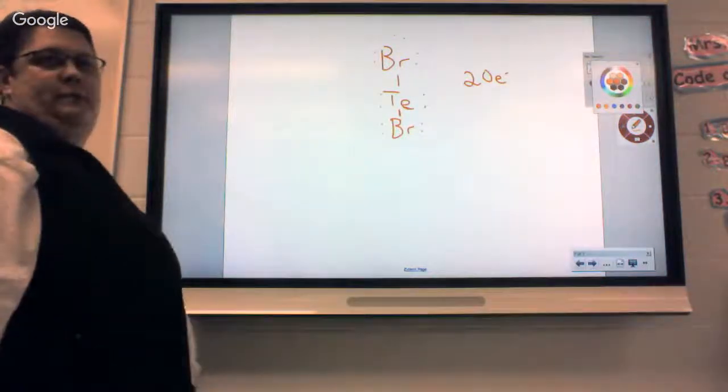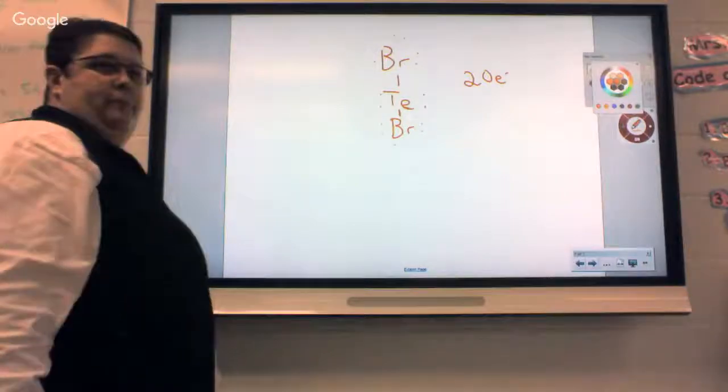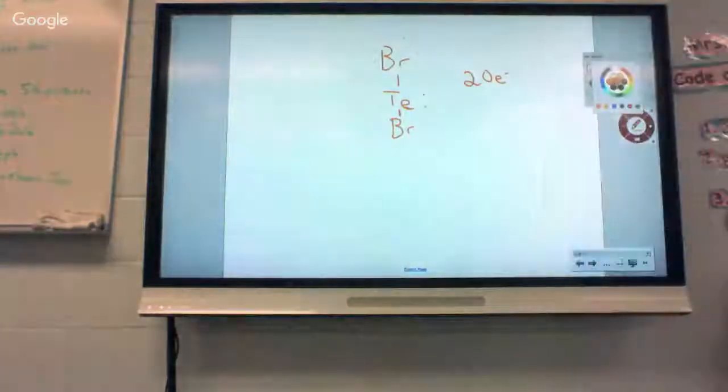Everybody good on this? Anybody have an issue with what Andy drew? Doesn't matter if you rotate it sideways or if it's up and down, as long as you have two dots on P, two sets of dots, which is 4 actual dots. And then you have 6 dots on each Br. Everybody okay with that one? Okay? All right, who wants to do the next one?